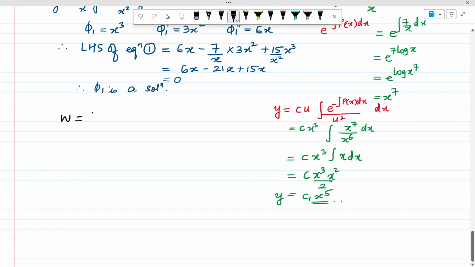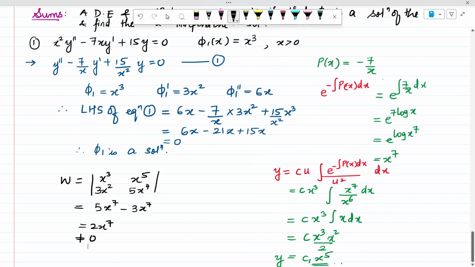ब्रॉन्स्किन कैलकुलेट करोगे. फर्स्ट सोल्यूशन का x क्यूब है, सेकंड सोल्यूशन आपका x रेज टू 5 है. इसका डेरिवेटिव आएगा 3x स्क्वायर, यहाँ पे 5x रेज टू 4. क्रॉस मल्टीप्लाई करोगे तो you will get 5x raised to 7 minus 3x raised to 7, which is 2x raised to 7. This is non-zero.